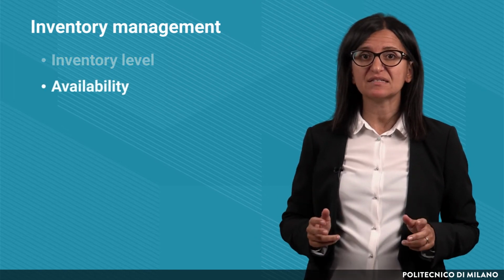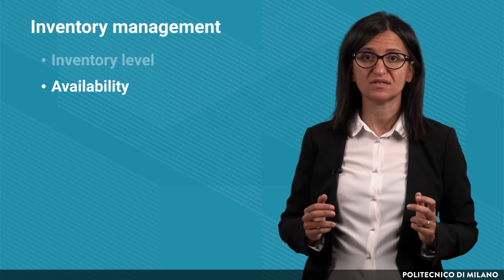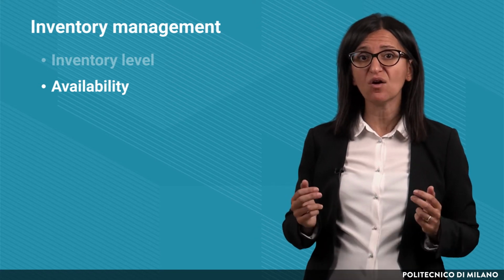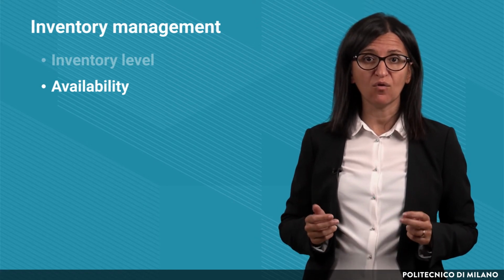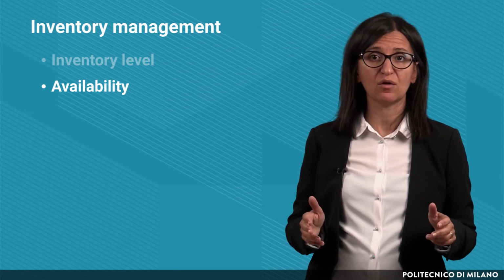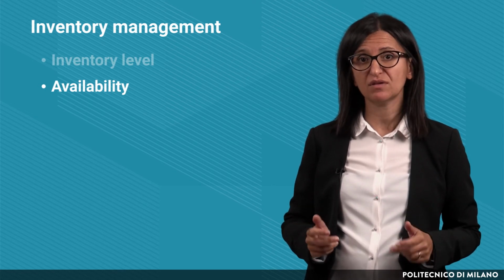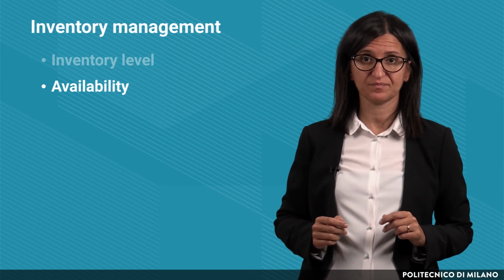The availability is instead the virtual quantity on hand. In fact, it includes the amount of goods that have already been ordered but still did not enter the warehouse. Moreover, it does not consider the amount of goods that are physically in the warehouse but are not available because they have already been assigned to specific customers.